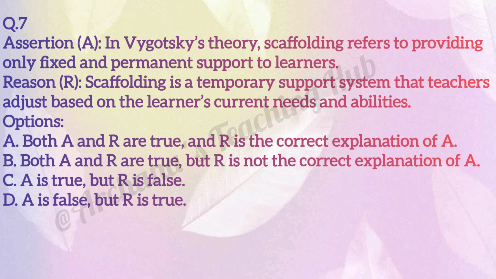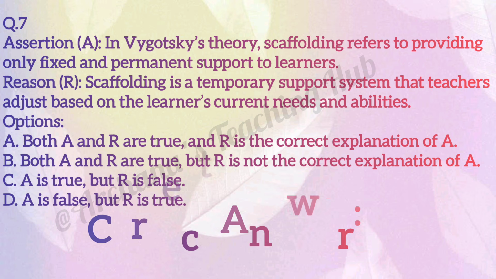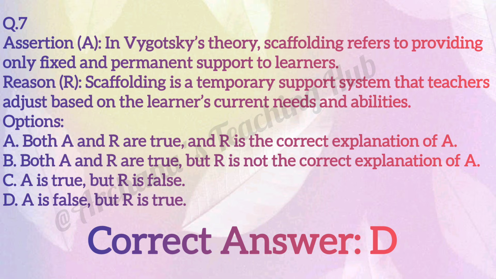Question number 7. Assertion A: In Vygotsky's theory, scaffolding refers to providing only fixed and permanent support to learners. Reason: Scaffolding is a temporary support system that teachers adjust based on the learner's current needs and ability. Correct answer is option D. A is false but R is true. Scaffolding is temporary and flexible, not fixed.